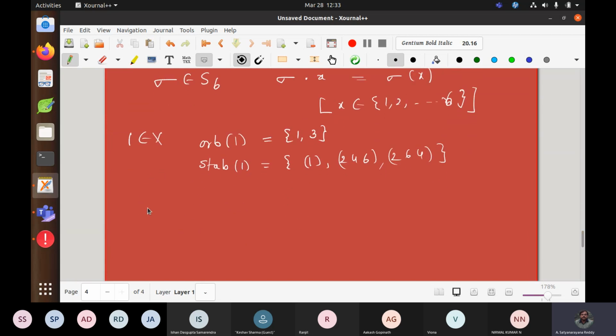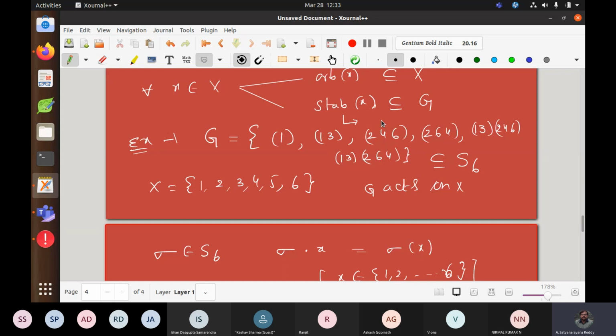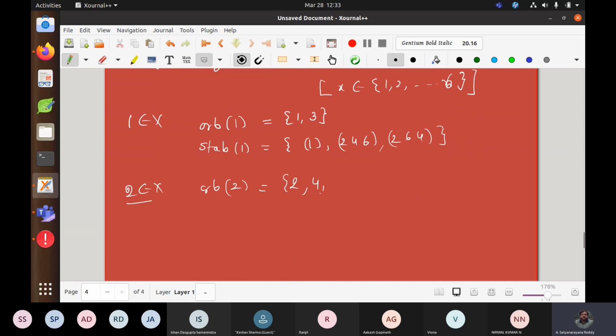Okay. So now one more example, let us write, right? So 2 belongs to X. So what is the orbit of 2? 2, 4, 6. Very good. So which element will take 2 to 4 here? This element, right? And this one takes 2 to 6. So these are all one orbit. Then I don't need to write, okay?